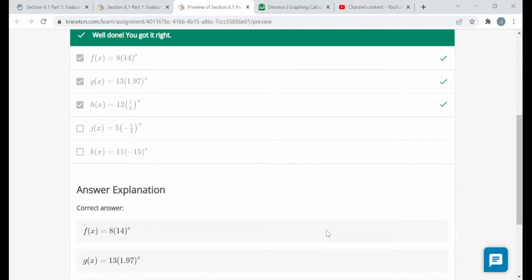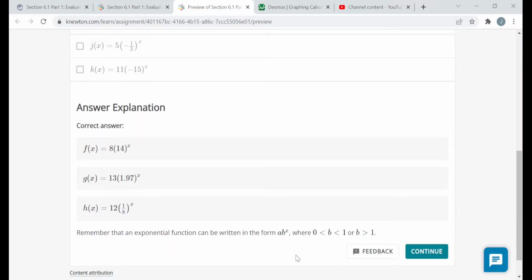And then after you submit an answer, you're going to be told if you're right or wrong, and then be given some sort of answer explanation. Please read through the answer explanations just to make sure that you understand why something was incorrect, and hopefully you can learn from your mistakes.